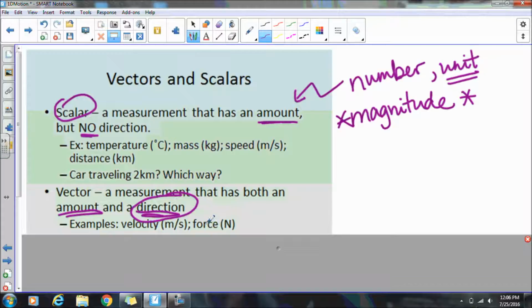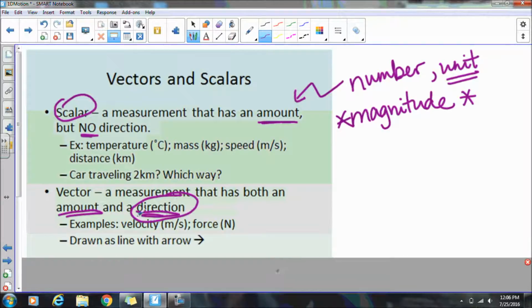Force is also a vector. Force is just a push or a pull. And so you are always going to be applying a force in a certain direction. You're going to be pushing it to the left, pushing it to the right, pulling it down the hallway. There's always going to be some sort of direction involved. And since there is direction, we're going to be drawing vectors with an arrow.